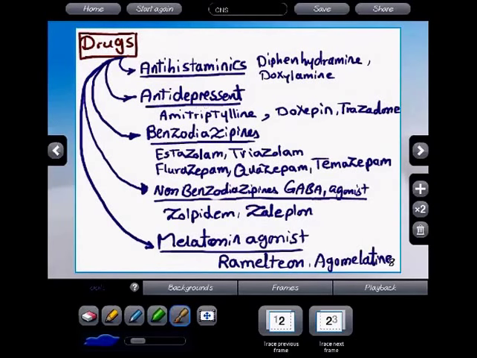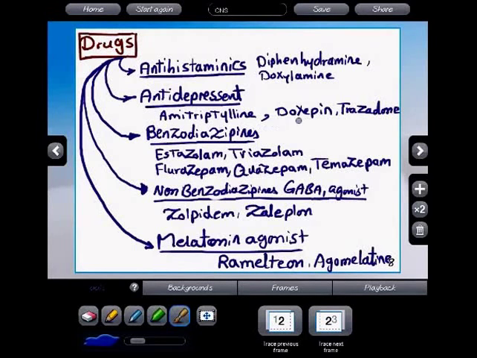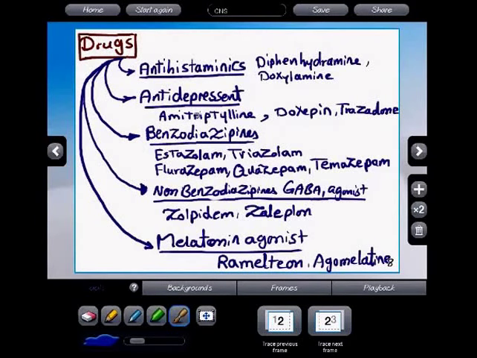And about antidepressants like amitriptyline, doxepin, trazodone, and about benzodiazepines like estazolam, triazolam, flurazepam, clonazepam, temazepam, and non-benzodiazepine GABA drugs like zolpidem and zaleplon. Zolpidem and zaleplon have a GABA agonist effect, but they are not benzodiazepines in their structure. So we call them non-benzodiazepine GABA agonists.